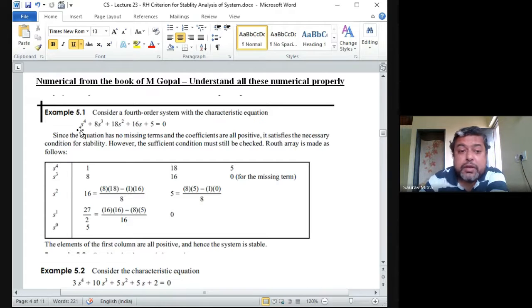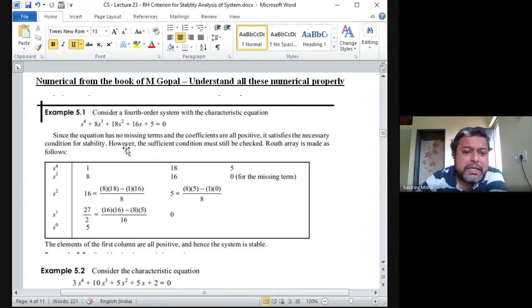As this is s to 4, you have to start with s to 4 and write the coefficients of the even polynomial. What is the even polynomial? s to 4 plus 18s square plus 5. So that's what I have written: 1, 18 and 5. 1 is the coefficient of s to 4, 18 is the coefficient of s square, and 5 is the coefficient of s to 0. So s to 0 is taken to be part of the even polynomial. In this equation, the even polynomial has the highest order, s to 4, so that's where I'm starting from. In some numerical, it may have s to 5, and in that case we will write the odd polynomial coefficients at the top. We will see some numerical.